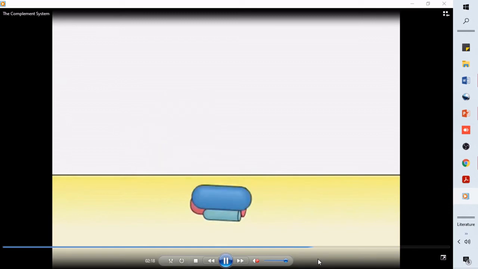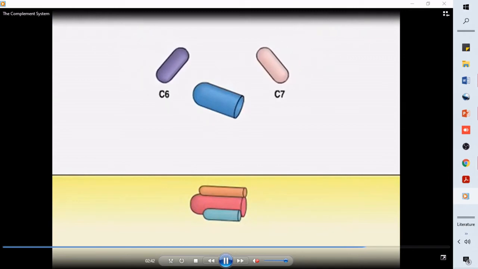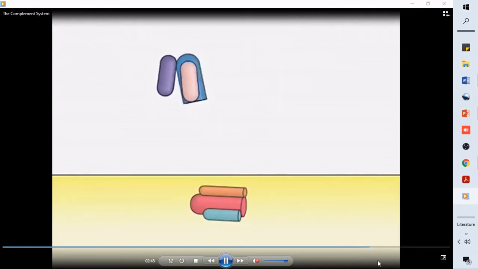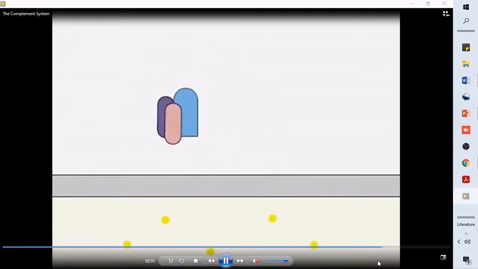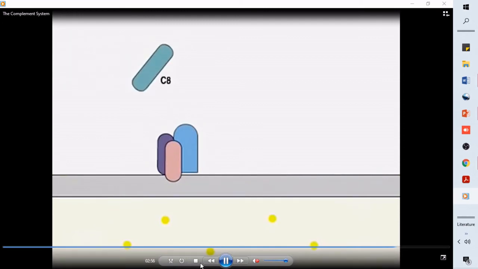C5. Again C5 is cleaved. Okay, C5A, C5B retained. Then comes C5B, which is going to combine with C6 and C7 and initiate a site in the cell membrane for pore formation. So एक बार ये complex बन गया C5B, C6 and C7, then comes C8 and too many C9s.